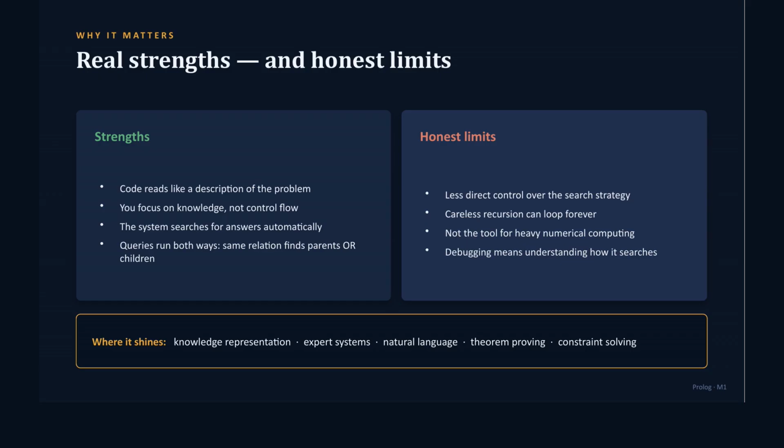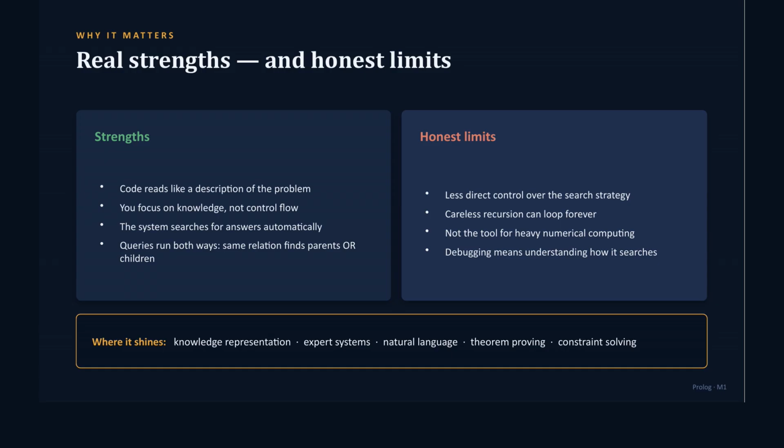Why is this worth your time? A few real strengths. Your code reads like a description of the problem itself, so it is unusually clear. You focus on domain knowledge instead of control flow. The system searches for answers automatically; change the knowledge base and you do not rewrite an algorithm. And queries run in both directions. The same parent relation can find someone's parents or their children, just by where you put the variable.